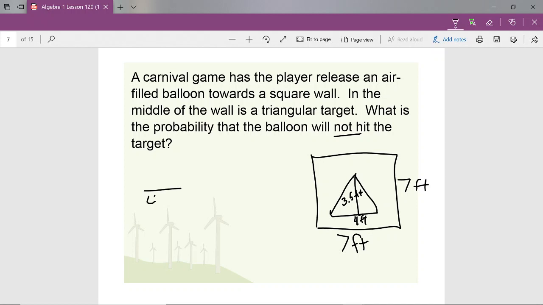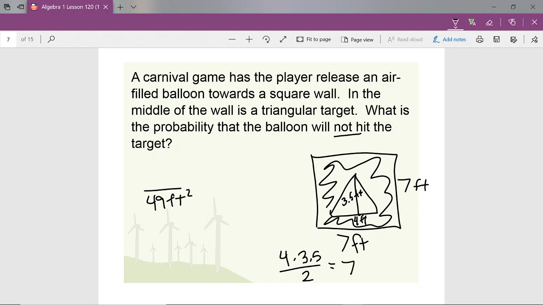So the total is 49 square feet. Well, let's find the area around this triangle because we want the probability of it not hitting that triangular target. The triangular target, I would find that area by doing base times height divided by 2. Base times height, 4 times 3.5 gives us 14, divide by 2, and we see that's 7 square feet. So the target is only 7 square feet.